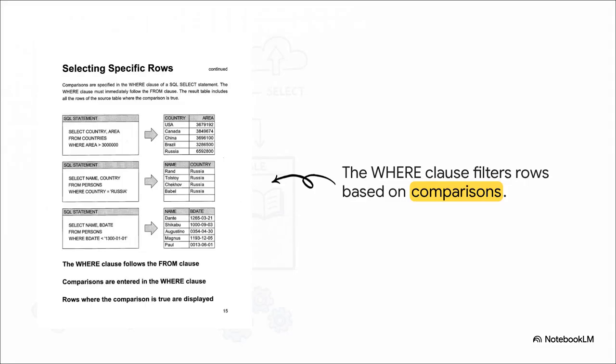All right, let's put that into practice with the where clause. This is your ultimate filter, and it always drops in right after your from clause. Imagine you only want to see countries with a massive landmass. You'd simply add where area is greater than 3 million. And bam! The database instantly filters out everything else, handing you only the massive hitters like Russia, Canada, and the US.